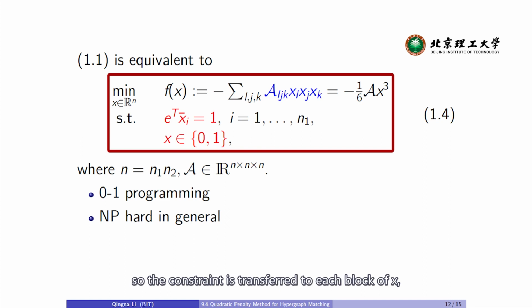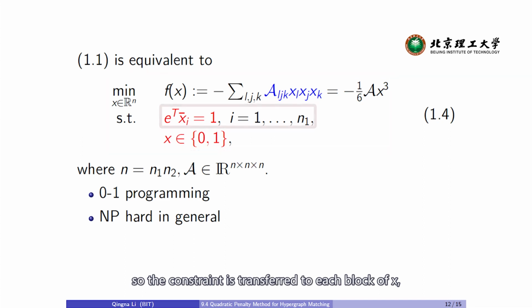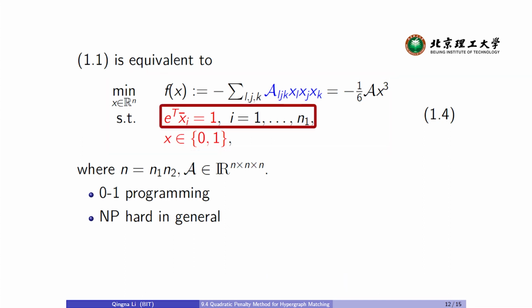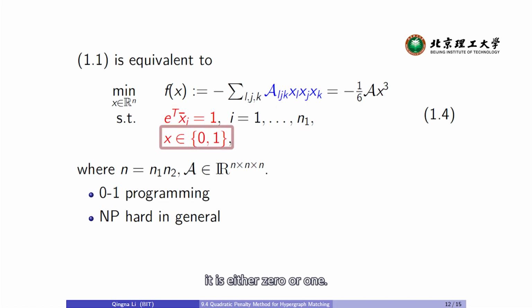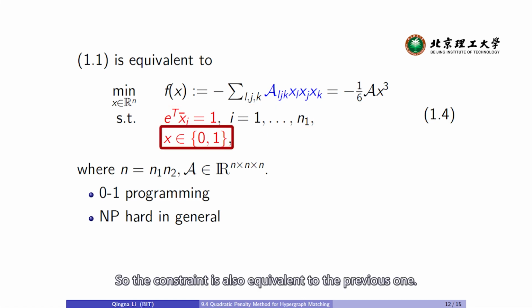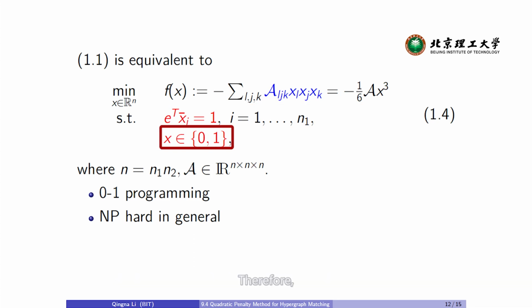The constraints are now transformed into vector x: each block of x has its sum equal to 1, and each element of x is either 0 or 1. So the constraint is also equivalent to the previous one. Therefore, this is the hypergraph matching problem.